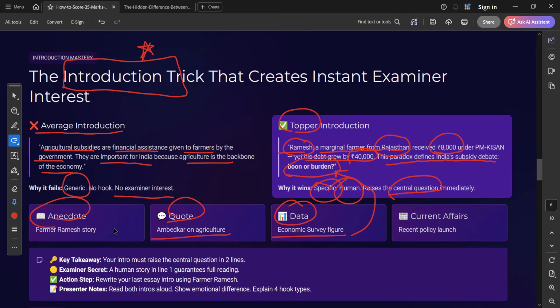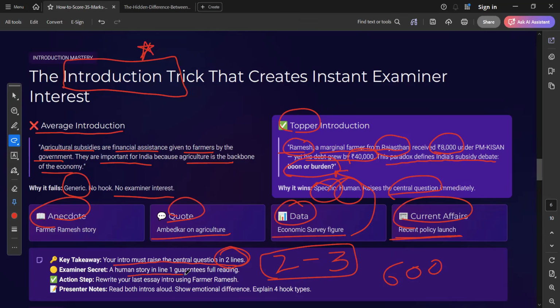It can be an anecdote like we have written here. It can be a quote, very impactful, very subtle, data from the Economic Survey, a figure or NABARD report or some case study, or it can be a current affair, a recent policy or some update. So your intro must raise the central question in 2 lines. Remember this, please try to raise the central question in 2 to 3 lines, because we don't have the luxury of writing 1200 words. We have to write only about 600 words, and that is the maximum lines that you need to catch the interest of the examiner.